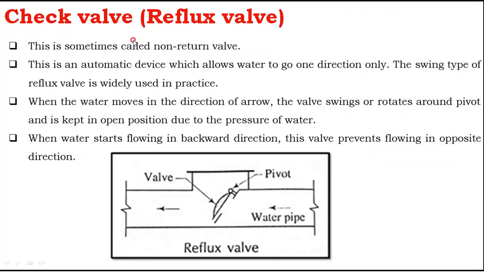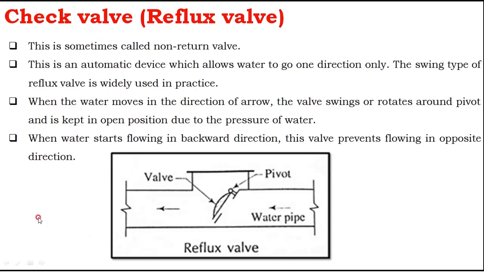Check valves. The best example of a check valve is your cycle pump. You know cycle pump? You blow air into the tube, that air will go inside, but that entered air will not come outside. It means we can say it is a one-way valve. One-way valve means it can only go inside, but in the opposite direction it won't come. If we design it in that way, that is called a check valve.